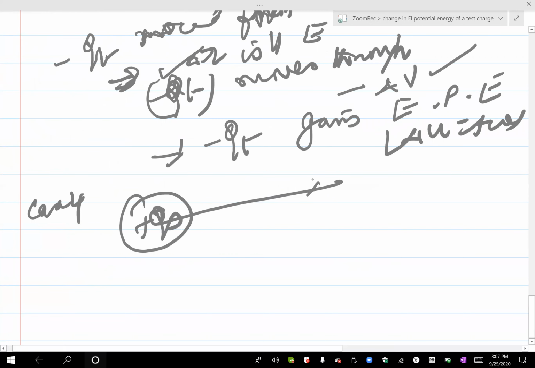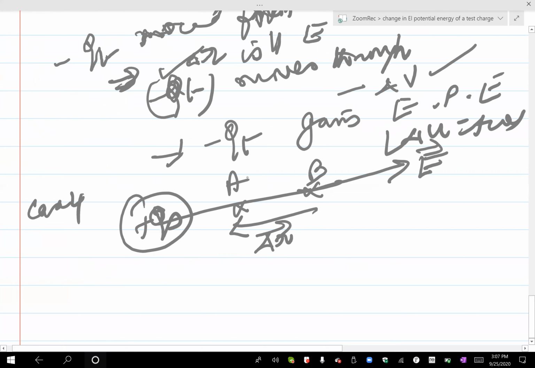Coming to the fourth case, case 4, same plus QS only will be here continuously, and this will be B and this is A as usual, but you are bringing it from far point to near point, or B to A. This is my sign for delta R. But E continues to be radially outward because QS is positive. Now minus QT is the test charge carried.